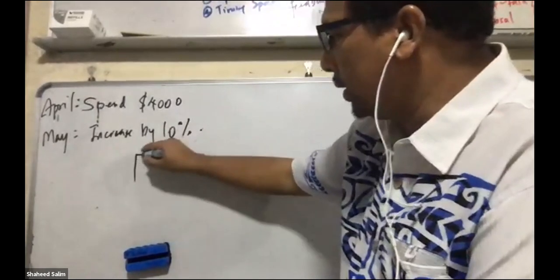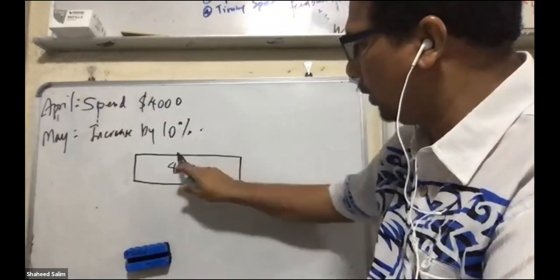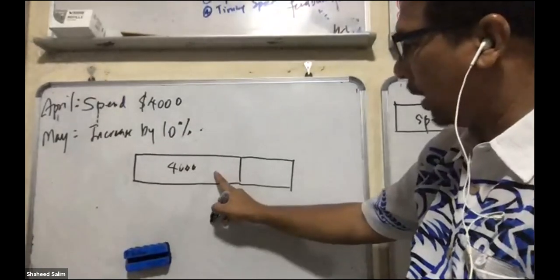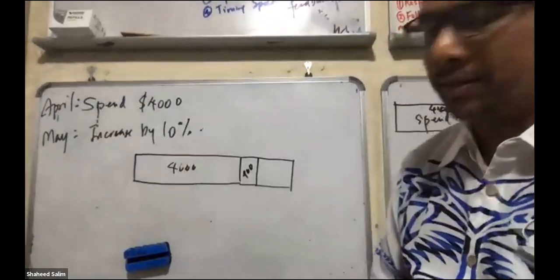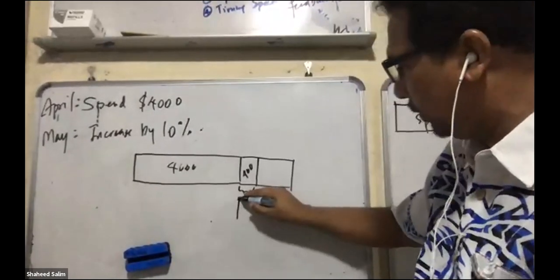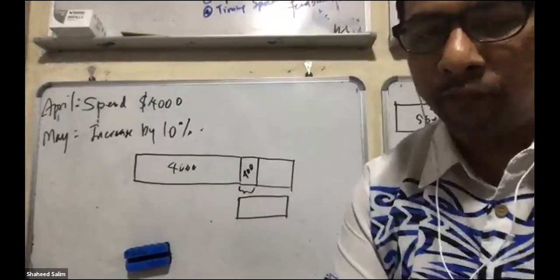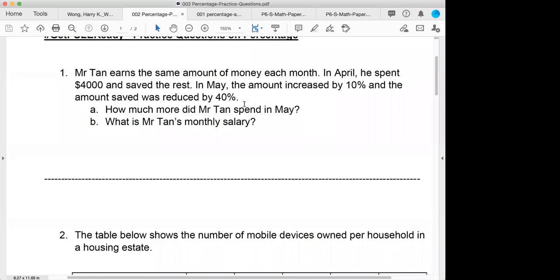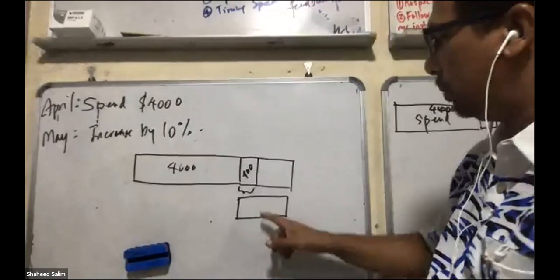Down here, remember, this is the model. This man spent 4,000 here, right? And then there's this one here, this part here, which is the savings. If you increase by 10%, it's an increase of 400. This 400, according to the question, is how many percent of the savings? Let us look at the question. Down here, this is the savings. This is 100% of the savings. Let's say now they increase by 40%. What do they say down here? You see, when you increase your spending by 10%, the saving is reduced by 40%. The amount saved reduced by 40%. So this is 40% of the saving.